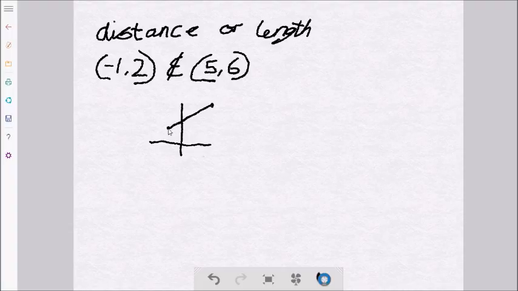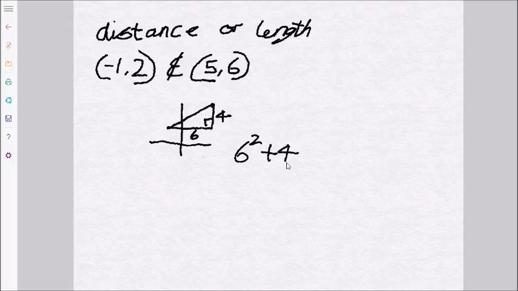So to do this, we're going to draw a triangle, which is a right angled one. And we're going to use Pythagoras theorem. So on the x we're going to find the difference between -1 and 5, which is 6, and the y, which is 2 and 6, so the difference there is 4. And with Pythagoras theorem we're going to do 6 squared plus 4 squared.